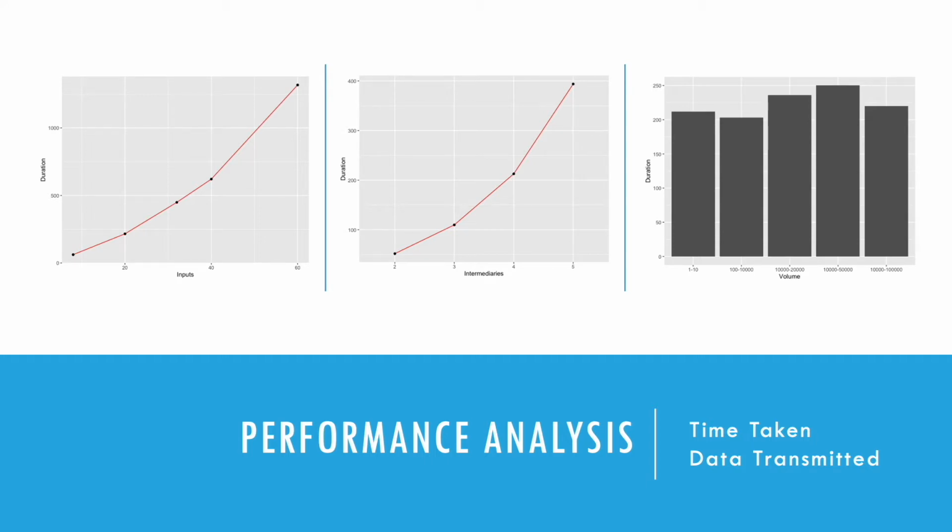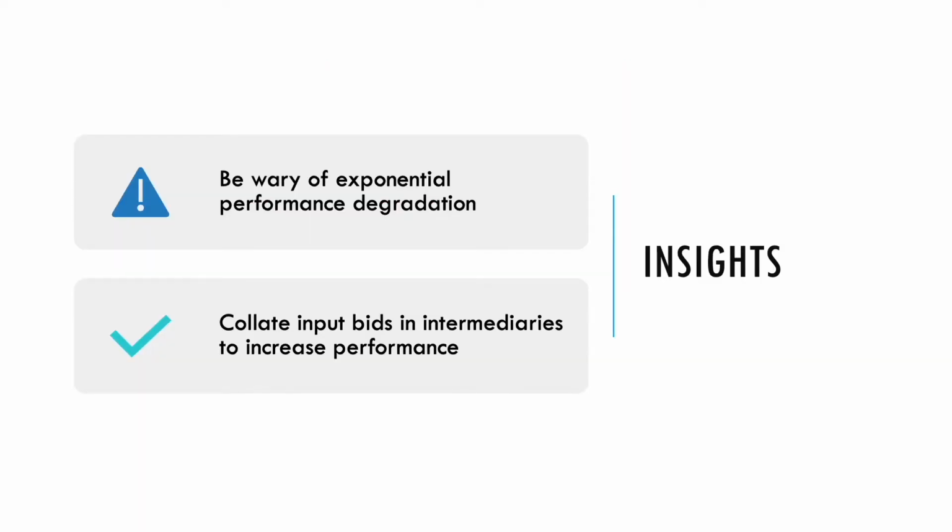Performance for MPC application can be measured in two major ways, namely the time taken and the data transmitted. So we perform multiple experiments with random datasets and varied parameters to the MPC in order to measure its experimental performance. After our experiments, we arrive with two main insights.